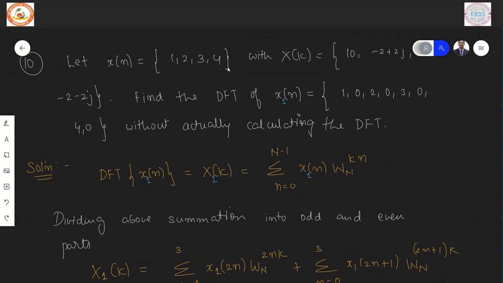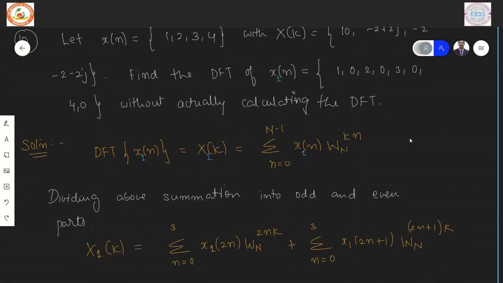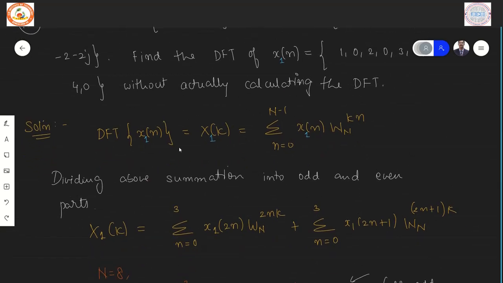Now, we have to observe the two sequences and somehow try to find the relationship between the two and then solve it. So first, let us write from the definition of DFT. We are aware that DFT of what we want, x1 of n, is equal to x1 of k. And in the DFT equation, we are inserting x of n is equal to x1 of n. Now, dividing this particular summation into odd and even parts.